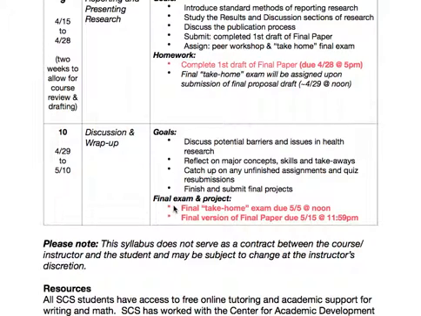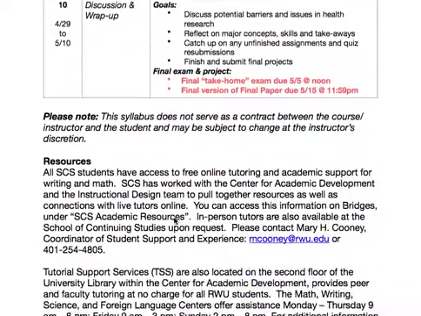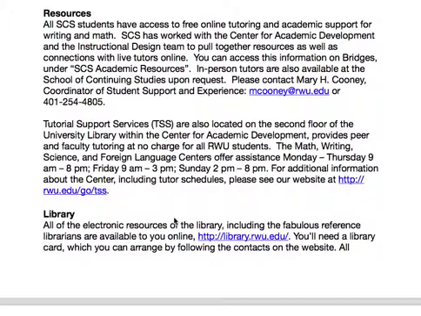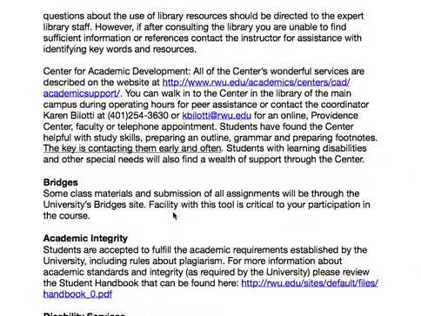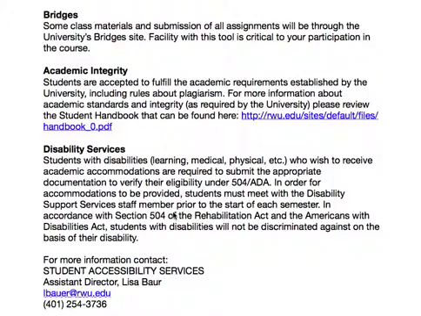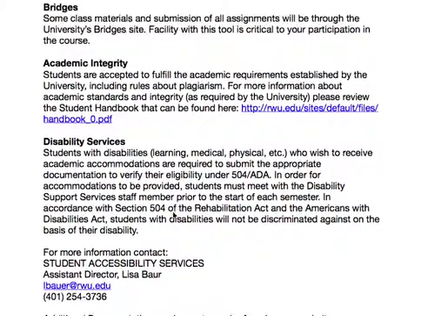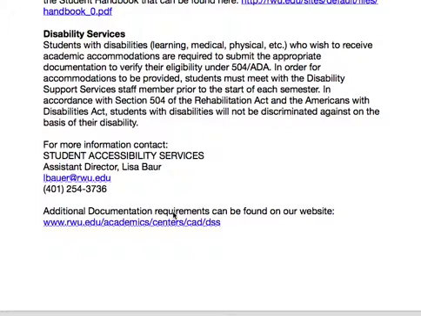And then in the very last week of class, you have your take-home exam and the final version of your final paper due. And this syllabus might change. We might have some changes in schedule, and if that happens, I will make sure to notify you and upload a new syllabus. And the rest of the syllabus provides you some resources where you can find help, whether it be tutoring services, library, technology help with Bridges, academic integrity, which we take very seriously, and other services for students.